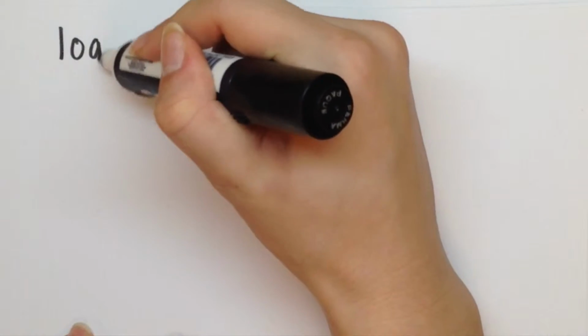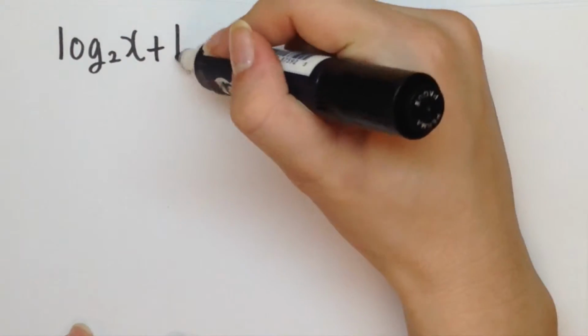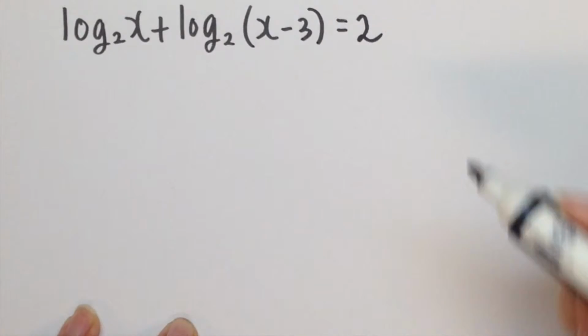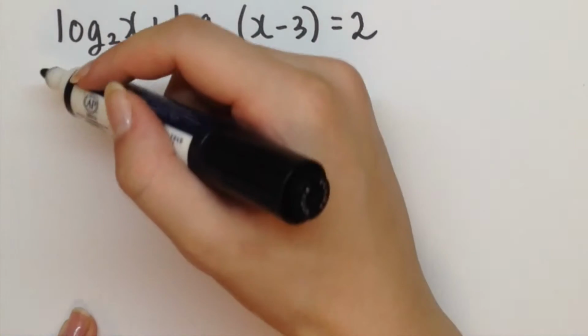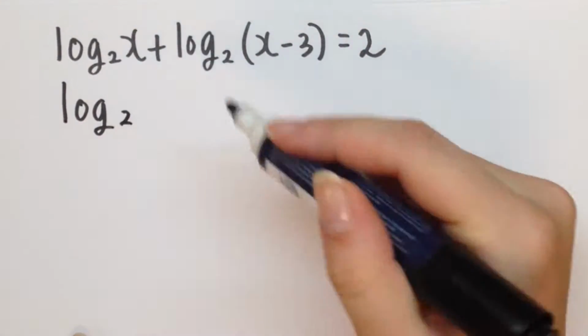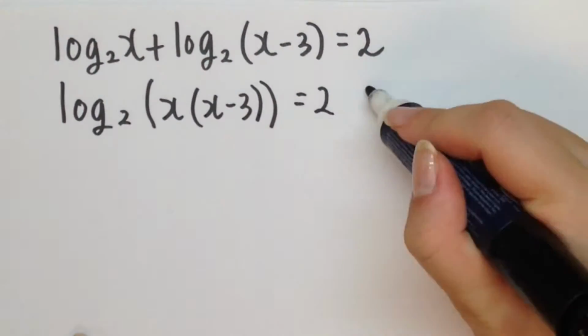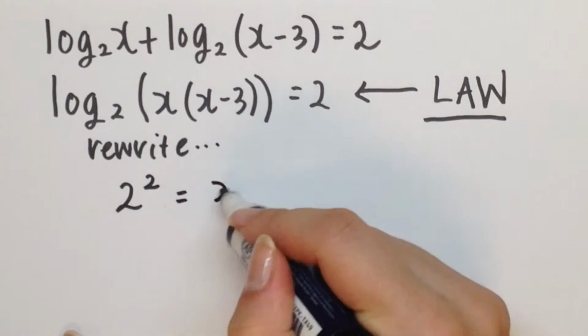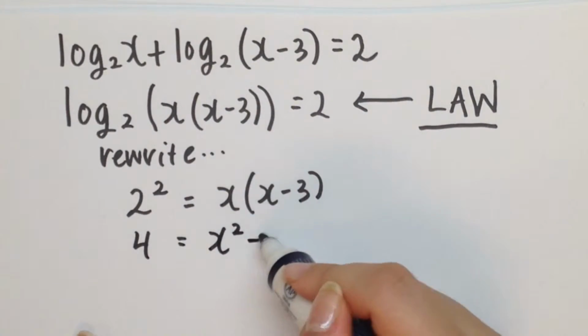Now I will show you how to solve when there is more than one x. Log base 2 of x plus log base 2 of x minus 3 equals 2. The main goal for this kind of equation is to get all of the x's together. To do this, you must use the product law to rewrite it as log base 2 of x times x minus 3. Once you rewrite the equation in exponential form, you will see that you end up with a quadratic.